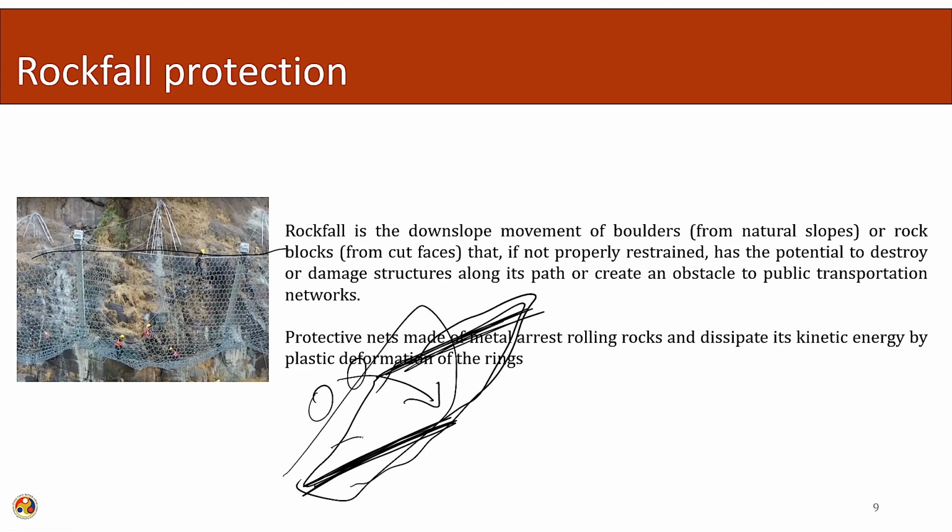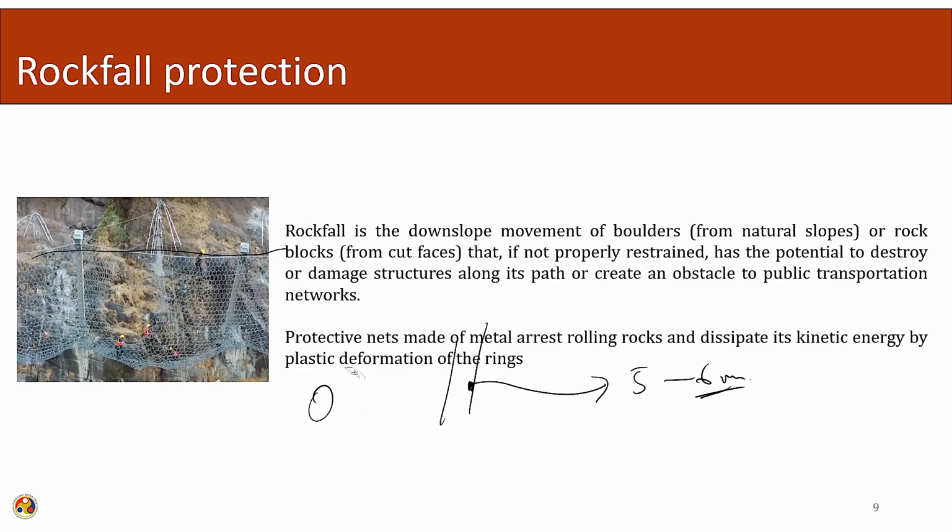And the design of the nets: the material used for the nets is normally wires. 5 to 6 mm thick wires are used, and the efficiency of this netting depends upon the thickness of the wires as well as the gaps, the area of the gaps. So, this is how the rockfall protection measure is applied.